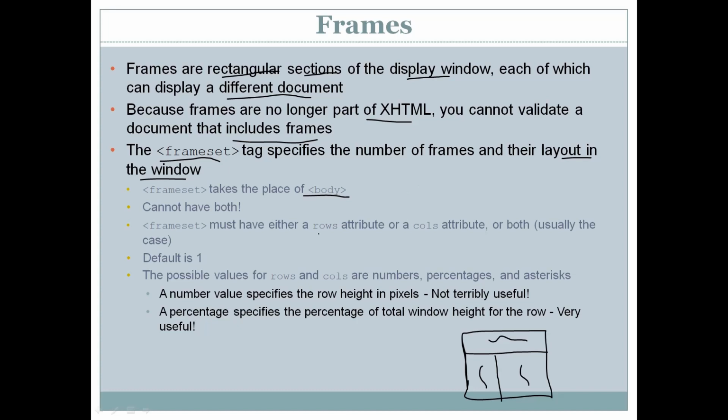A frameset must have either a rows attribute or a columns attribute, or we can include both rows and columns. The frameset tag has two important attributes. The rows attribute simply specifies the rows in the window. As I have said, this is a complete window. Looking at this window, you will get to know how many rows are present. The number of rows is 2. This is the first one, this is the second one, right?